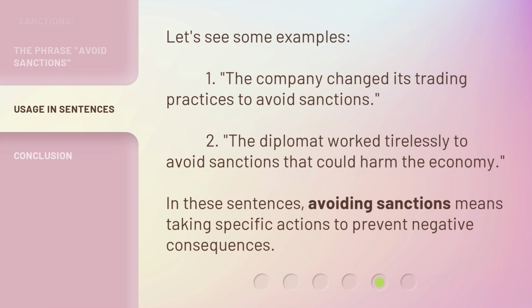Let's see some examples. 1. The company changed its trading practices to avoid sanctions. 2. The diplomat worked tirelessly to avoid sanctions that could harm the economy. In these sentences, avoiding sanctions means taking specific actions to prevent negative consequences.